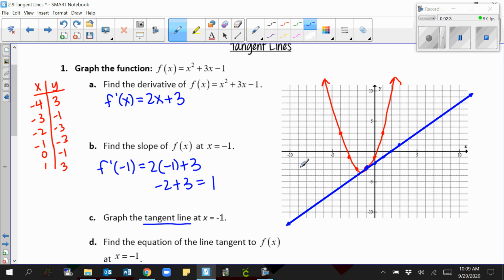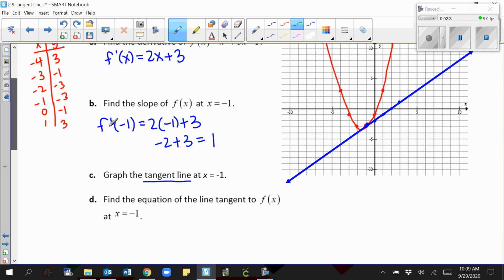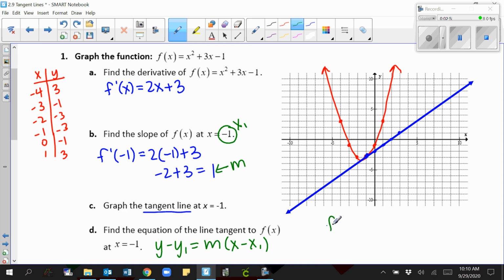So now we need to find the equation for the tangent line. How I'm going to find my equation is I'm going to use y minus y1 is equal to m times x minus x1. So right here is my m. Right here is my x1. And so all I need to do is plug that into my original function, so f of -1 to find my y1. So I'm looking at -1 squared plus 3 times -1 minus 1. Or I can look over here at my table of values and see that my -1 gives me a -3 for my x1, y1.